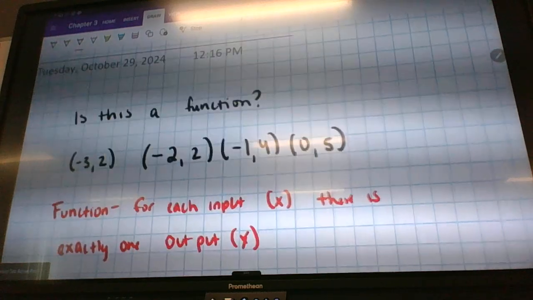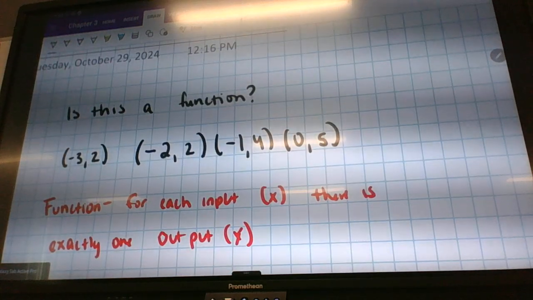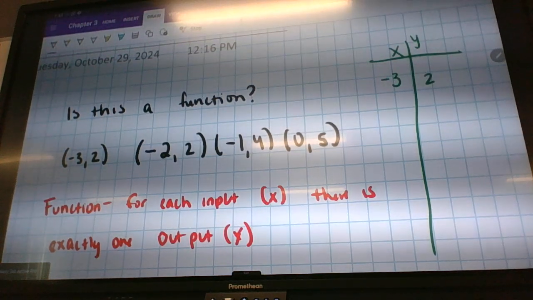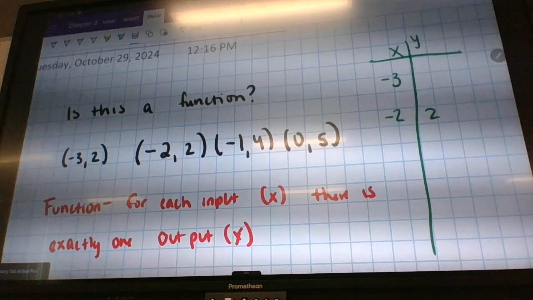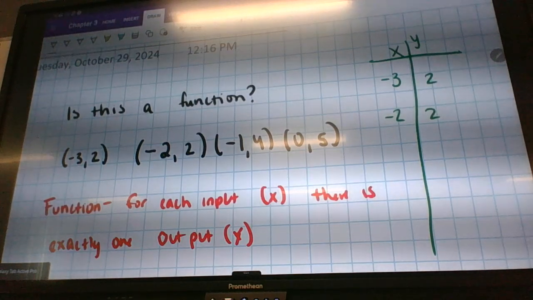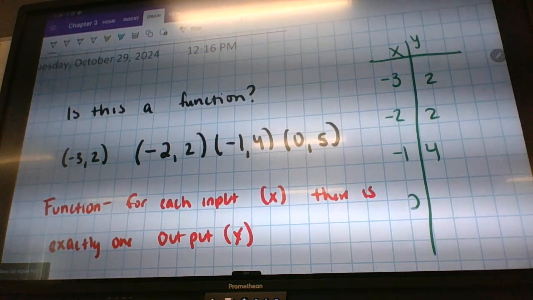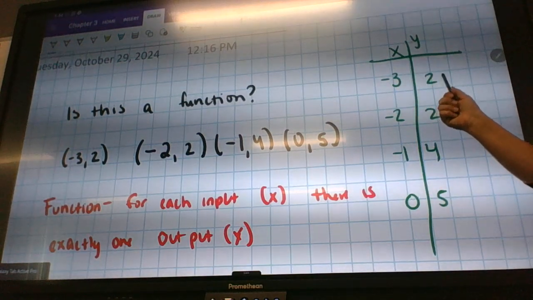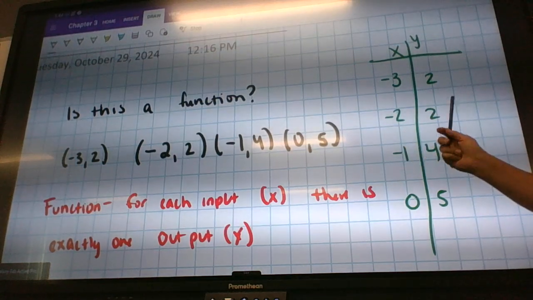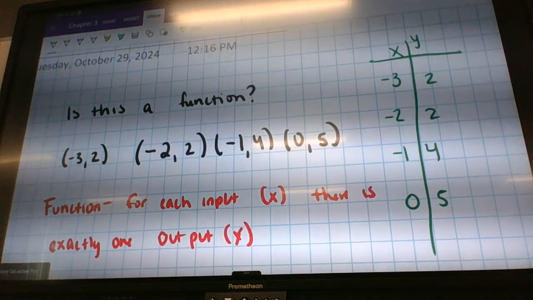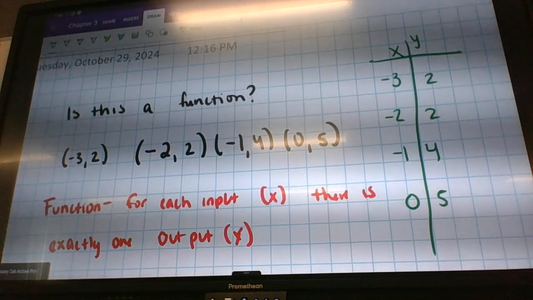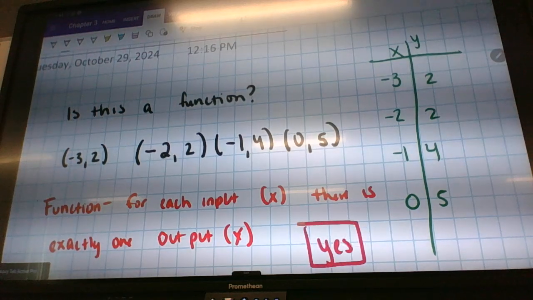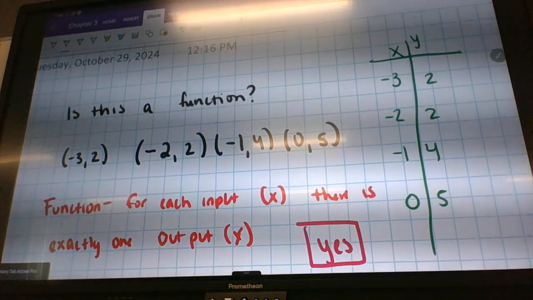Why? If I look at this in table form, x and y: negative 3 goes with 2, negative 2 goes with 2, negative 1 goes with 4, and 0 goes with 5. So if I said x is negative 3, you can for sure tell me y is 2. X is negative 2, y is 2. X is negative 1, y is 4. So yes, it's a function. You can just check it off. The answer to number 1 is yes, this is a function.